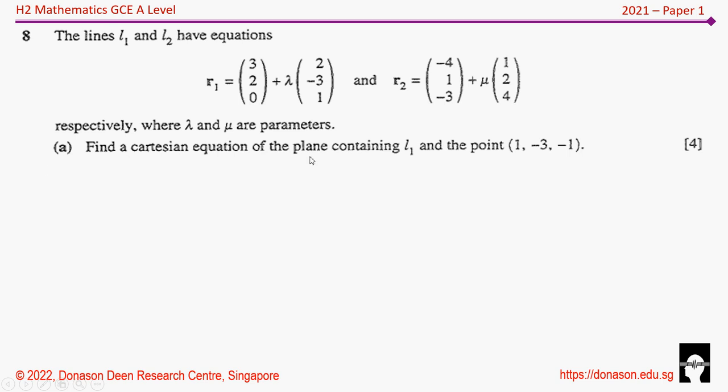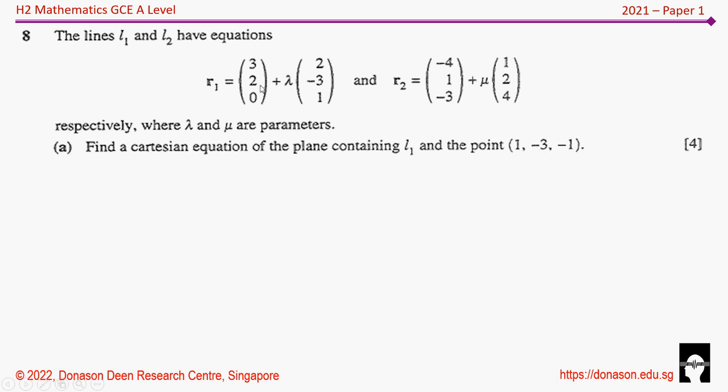Find the Cartesian equation of the plane containing the line L1, which is this line, as well as the point (1, -3, -1). So how are we going to do it? We already know one of the vectors lying on the plane, which is basically the direction vector of the line, because the question already says the plane contains the line L1, and we know one of the points that lies on the line, which is (3, 2, 0), as well as another point here, (1, -3, -1).